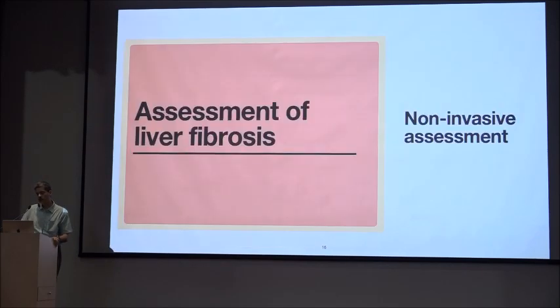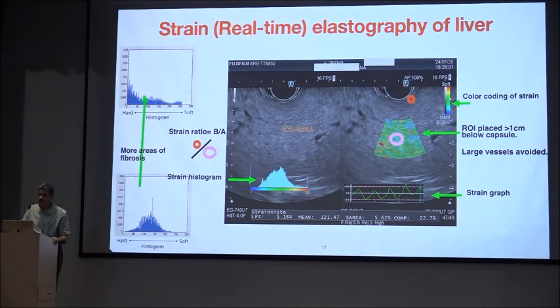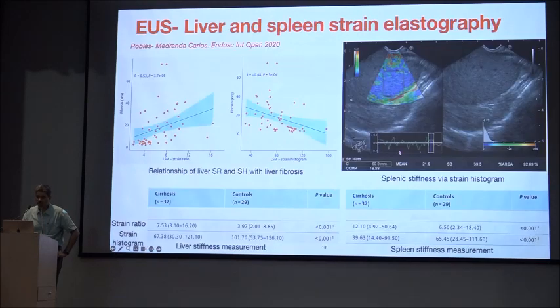Now, we would obviously want to do fewer liver biopsies and go for non-invasive assessment of liver fibrosis. And let me show you a couple of techniques which are now available. Much of these have been done by radiologists for a long time, but these are now available to us with US. Now this is a strain or real-time elastography of the liver, where a ROI is placed in the liver, and this ROI tells you the relative strain of the tissues which are inside this ROI.